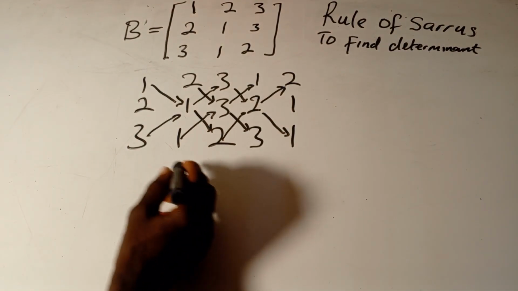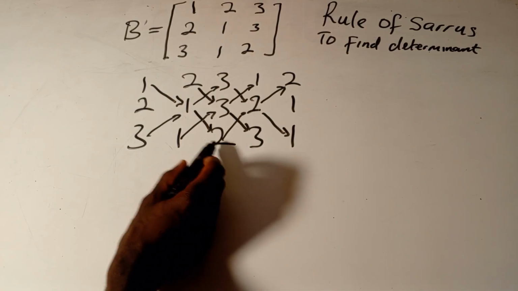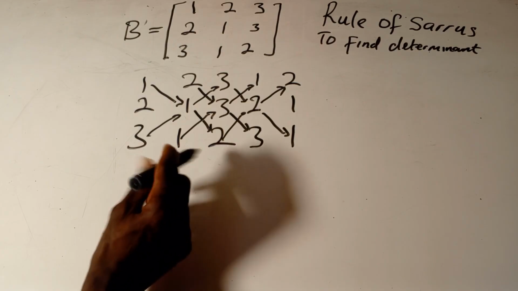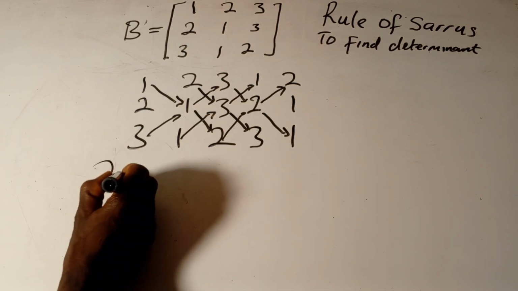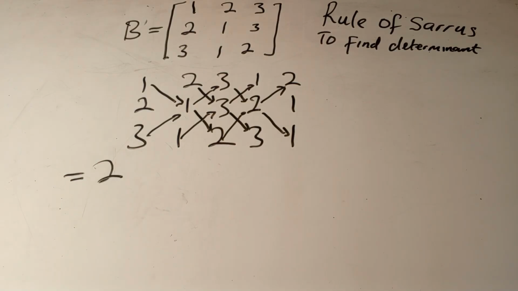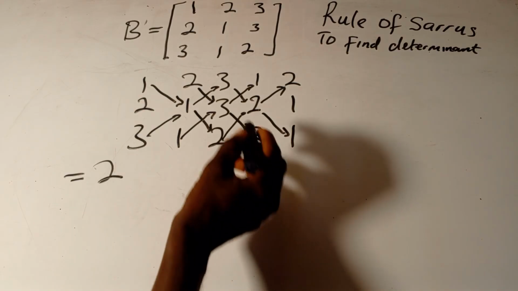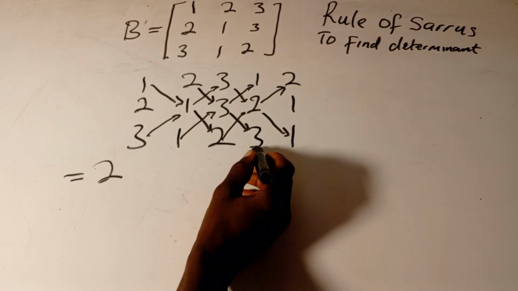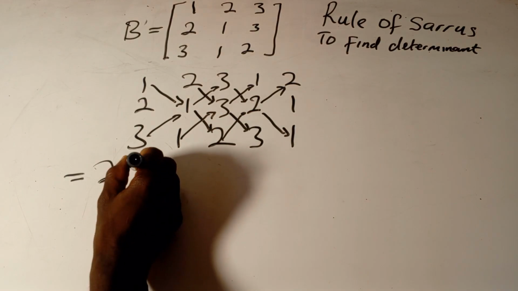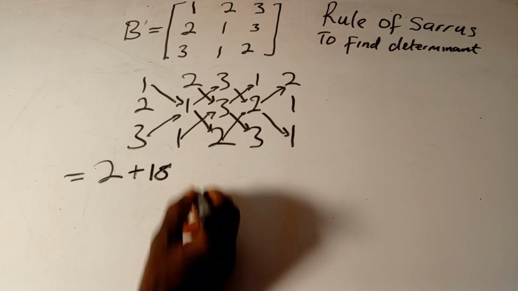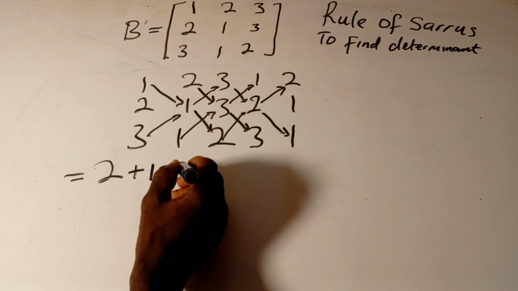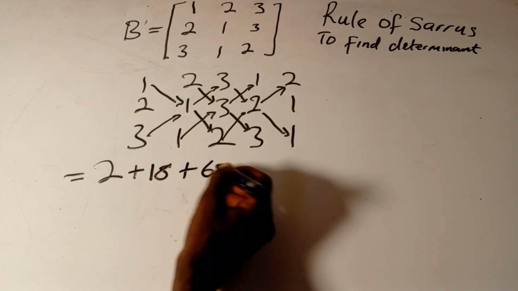Now you are going to have 1 times 1 is 1, 1 times 2 is 2, this is equal to 2. Then we have 2 times 3 is 6, 6 times 3 is 18. We have to say plus 18. 3 times 2 is 6, 6 times 1 is 6, plus 6.